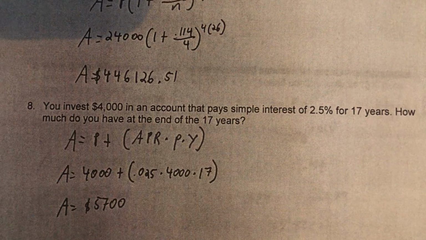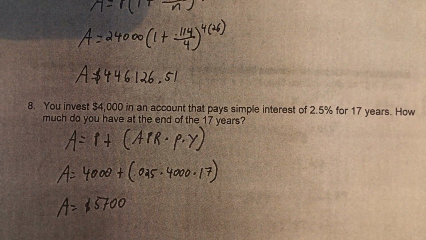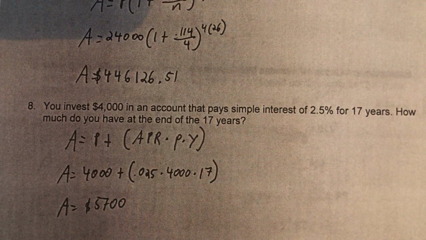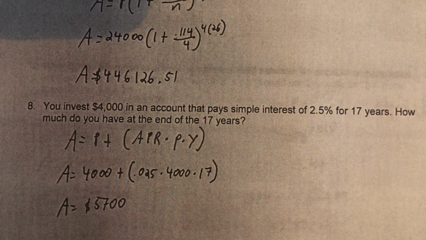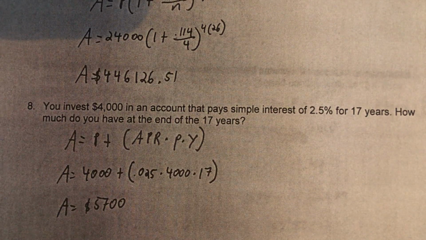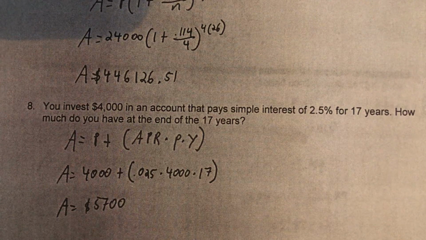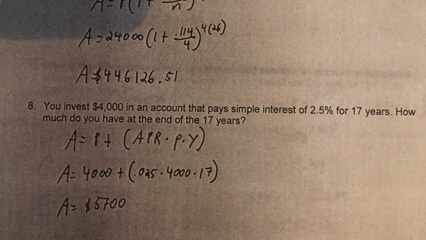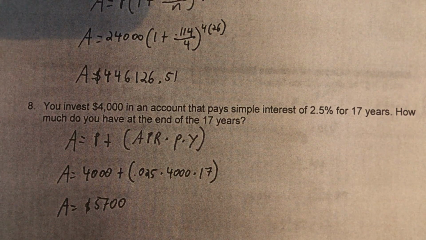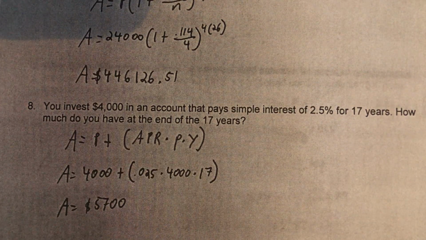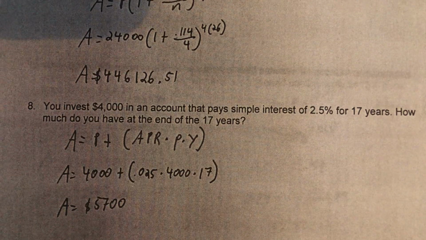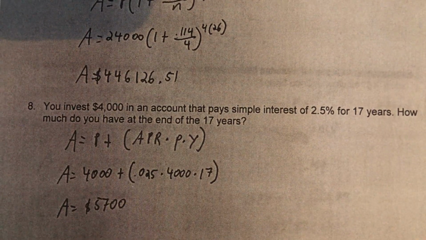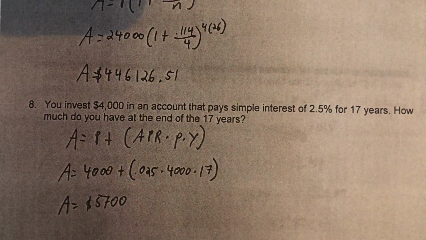Number 8, $4,000 into an account that pays simple interest at 2.5% for 17 years. First off, if you're putting it in for 17 years at simple interest, you better be getting more than 2.5%. I'm just saying that's a lousy interest rate, and you can kind of see that. So simple interest, it's our principal plus the interest rate times the principal times the years. We would get $1,700 in interest, and our $4,000 has become $5,700. Simple interest, really easy to calculate, not very good return if you're investing.